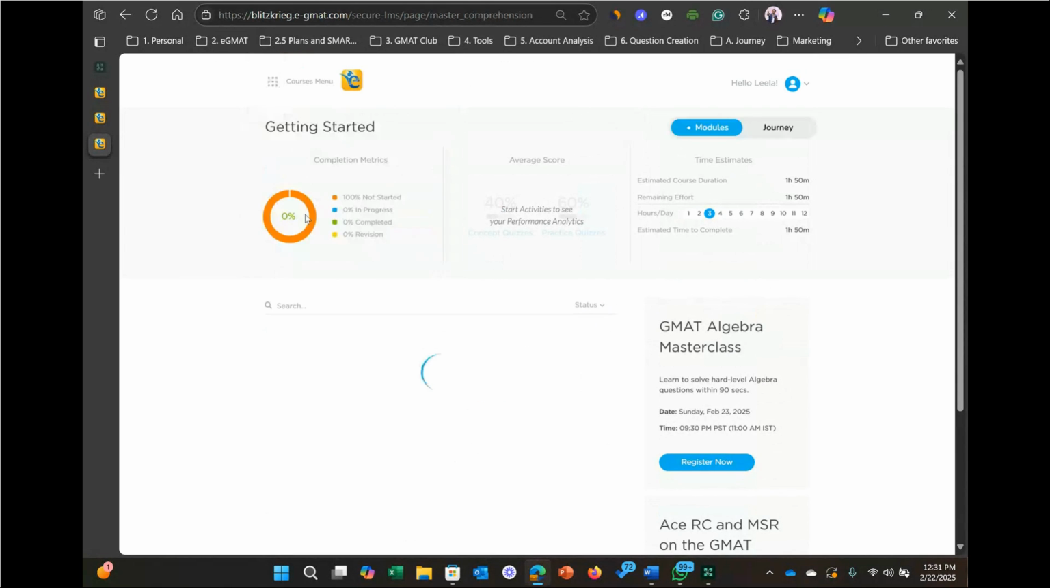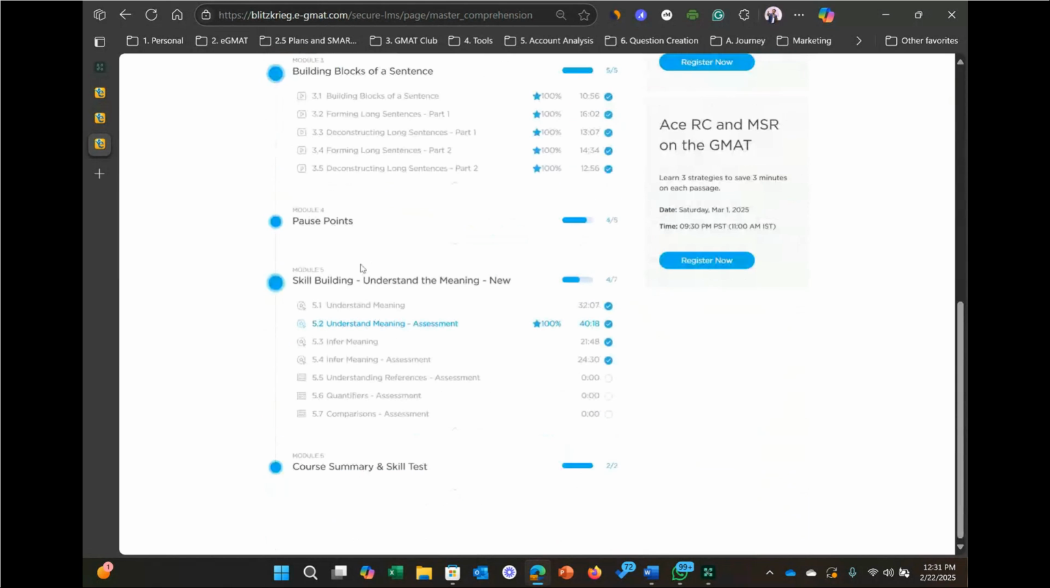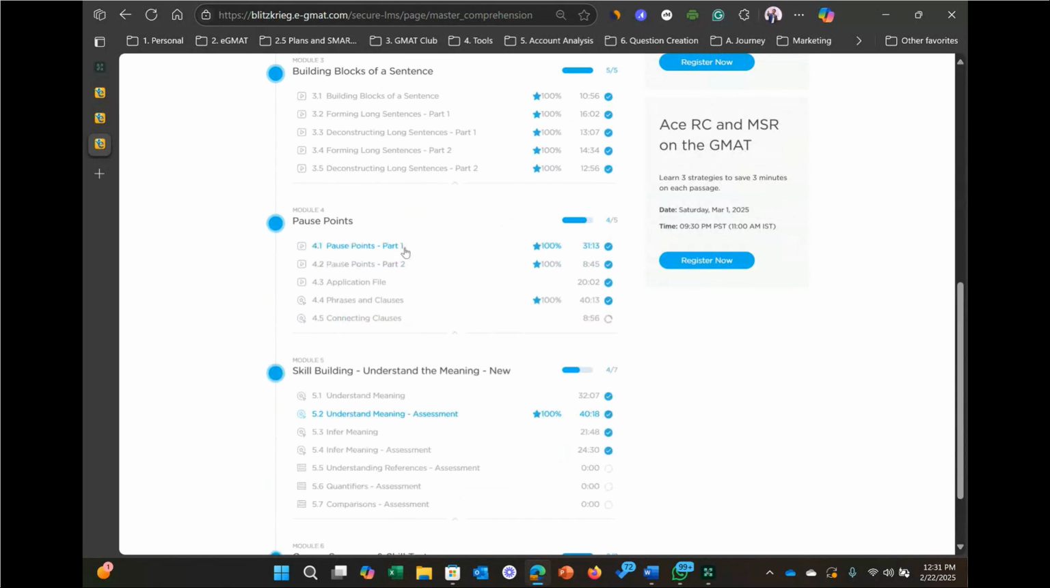Then you make sure that you go through the master comprehension course, where we teach you how to read sentences, how long sentences are formed, and where and when to pause. This is really essential because if you truly have to visualize information, that's critical. Okay.